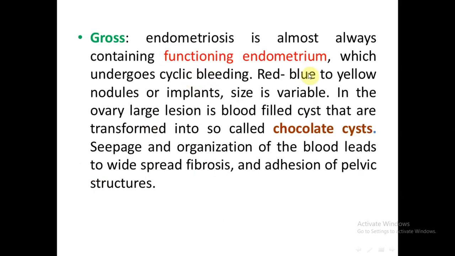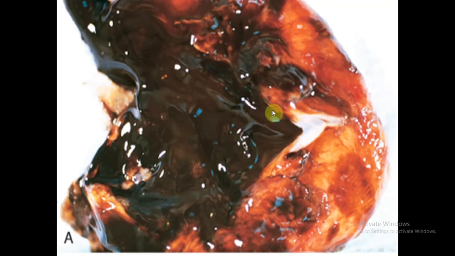Grossly, endometriosis almost always contains functioning endometrium, not similar to adenomyosis, in which the basal layer comes down to the myometrium, which is non-functioning and therefore does not undergo cyclic bleeding. Here in endometriosis, the detached pieces of endometrial tissue are functioning endometrium, and therefore they undergo cyclic bleeding, and grossly they will form a chocolate cyst.